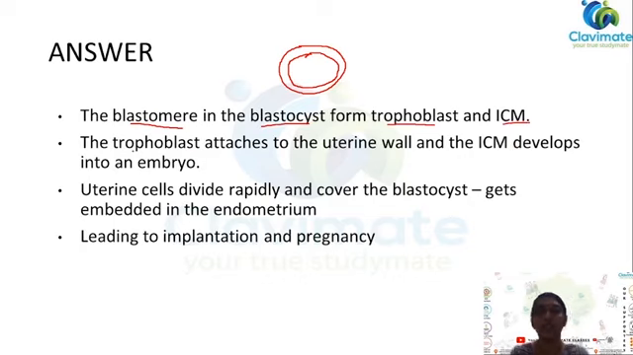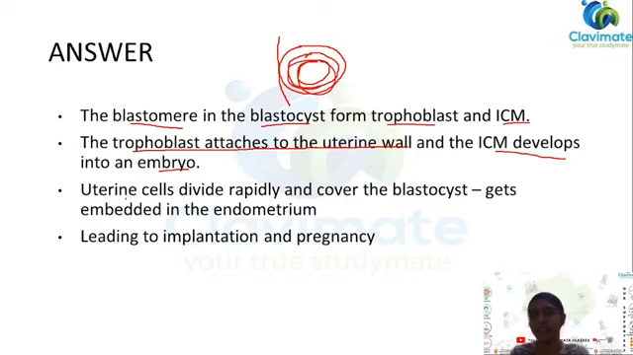The trophoblast will go and attach to the uterine wall, and the inner cell mass develops into an embryo. So the cells over here will develop into an embryo. Okay.